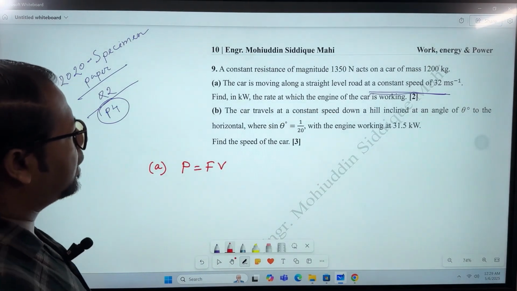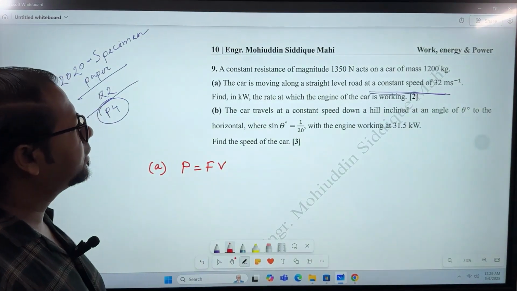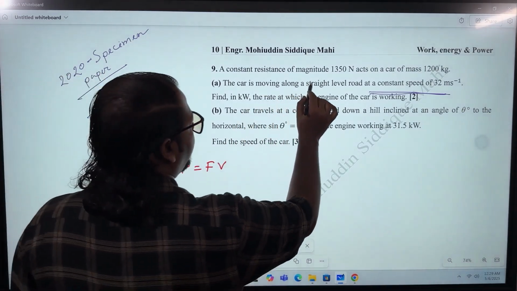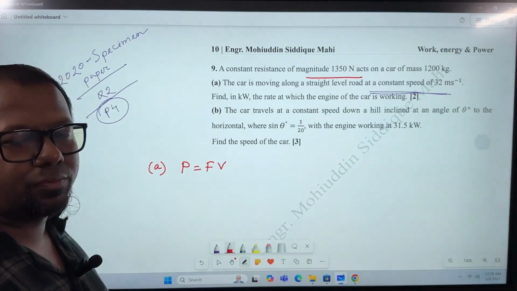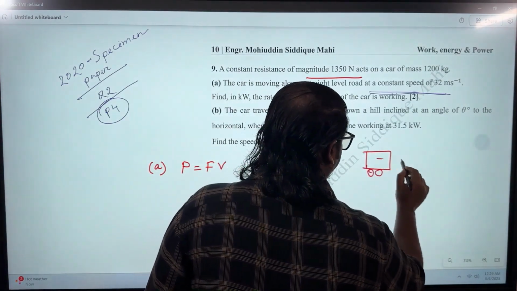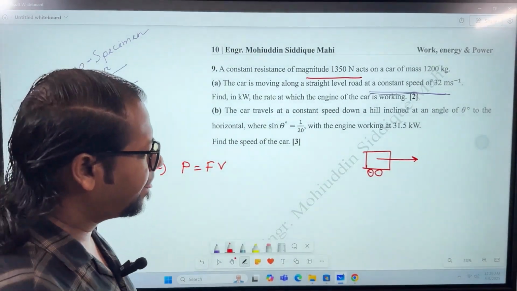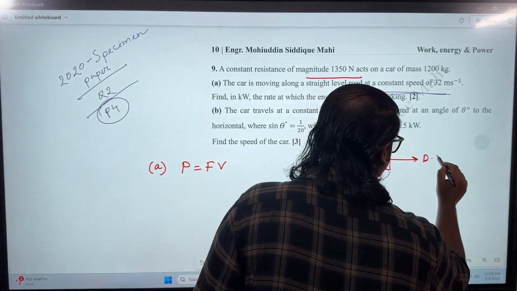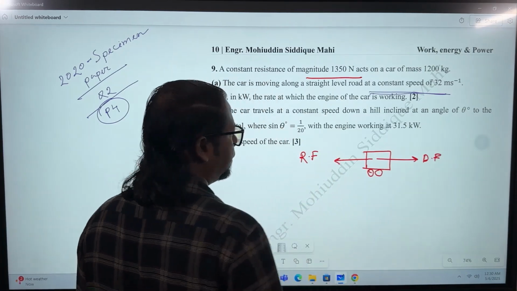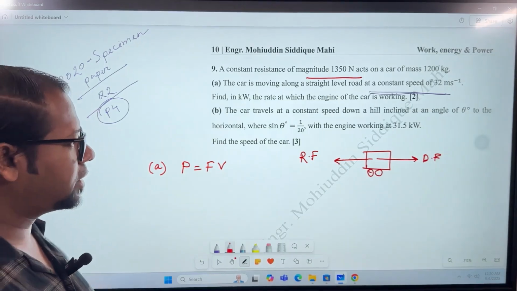That means the driving force will remain constant, and also the power provided by the engine will remain constant. Now, one interesting thing is driving force is not given, but resistive force is given. When something is moving at a constant speed, the resultant force has to be 0, right? So the forward force is the driving force and the backward force is the resistive force. These two forces have to be equal. Otherwise, it won't be able to move at a constant speed, right?